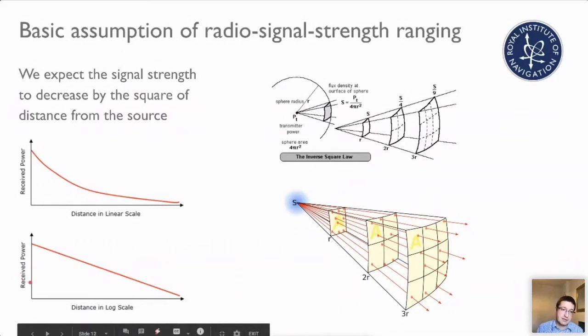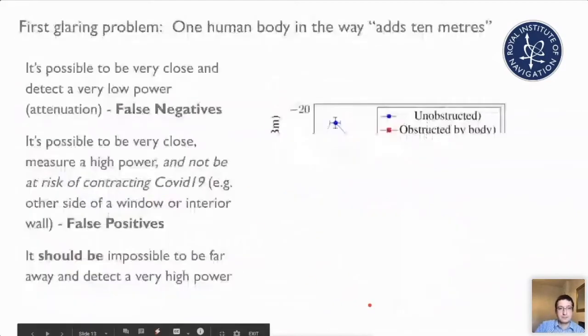Now, the idea is that the further away you get from another device, the more the signal strength goes down by free space path loss, which is a well understood bit of physics.